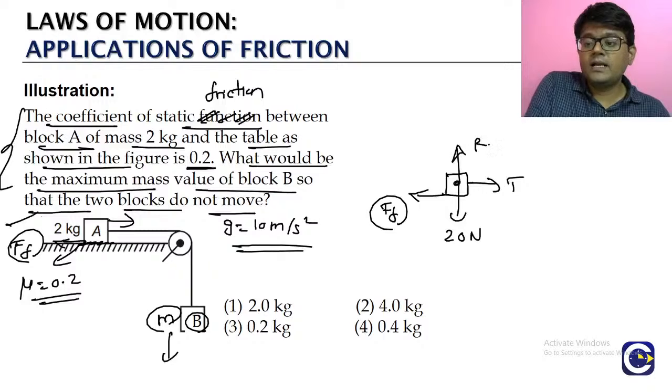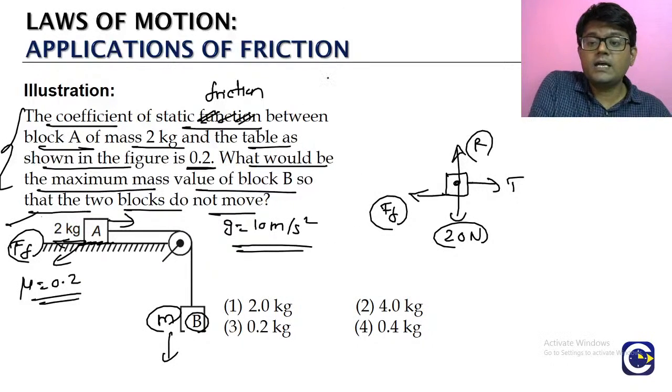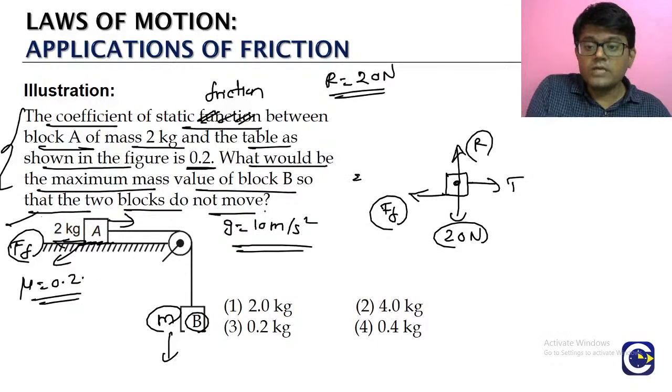Here block A is not moving vertically, it is moving horizontally only, right? So the balance of the vertical forces gives the normal reaction equal to 20 newtons. So the limiting value of the static friction is mu into normal reaction, 0.2 into 20. What is 0.2 into 20? That will be 4 newtons.